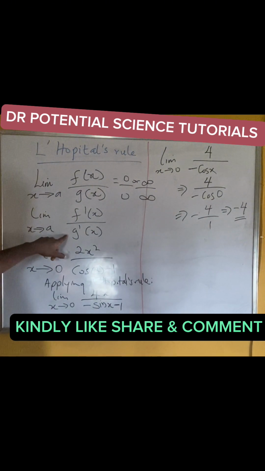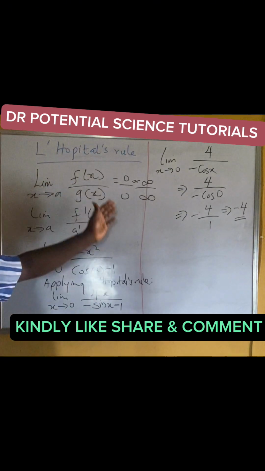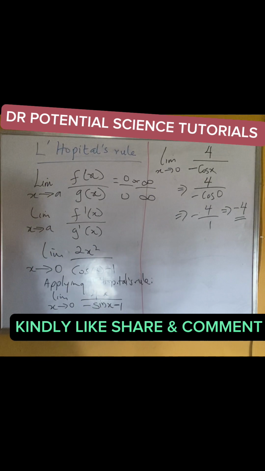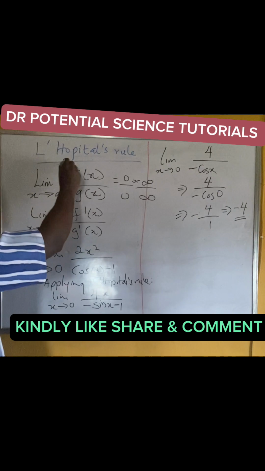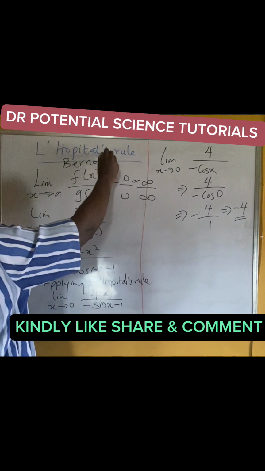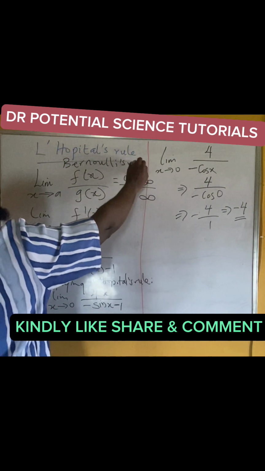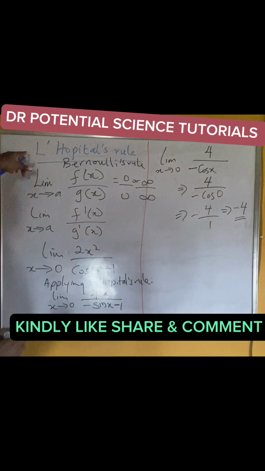So what we just do is we find the derivative of both the numerator and the denominator. Then we substitute. Even after substitution, if you are still getting 0 over 0 or infinity over infinity, you have to differentiate again. You keep on finding the derivative until you have a definite value as your final answer. So that is what L'Hopital's rule is all about. In some tests, they refer to it as Bernoulli's rule. Still the same thing. But generally we call it L'Hopital's rule.